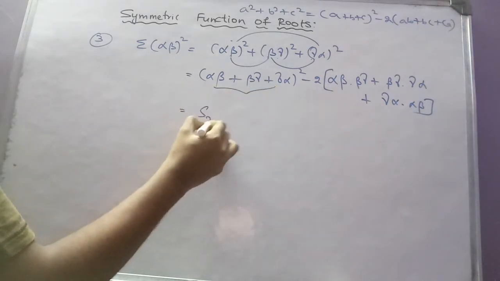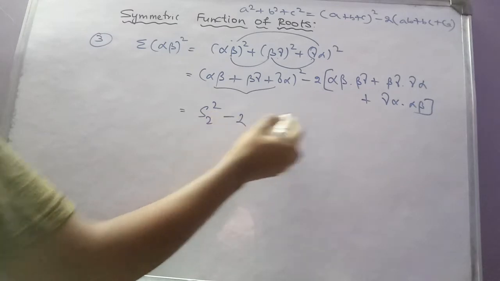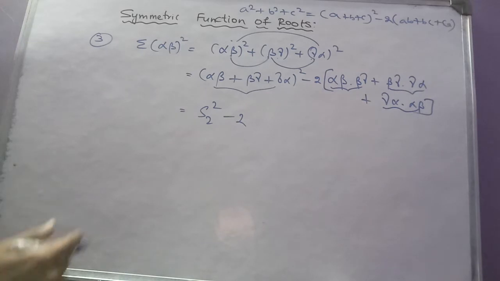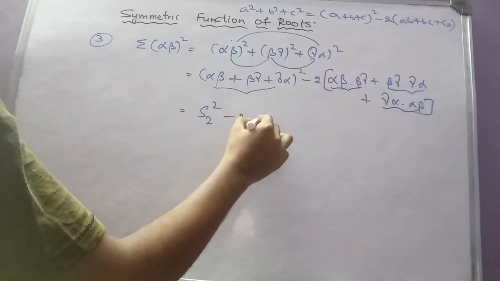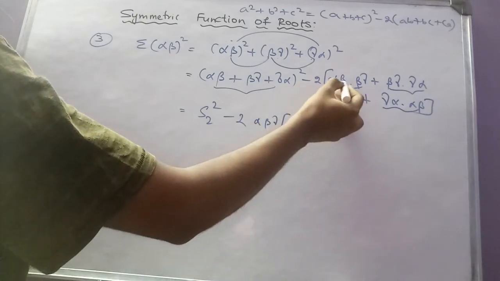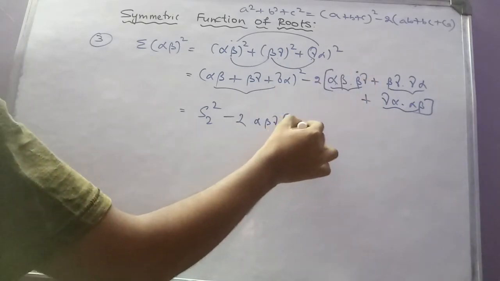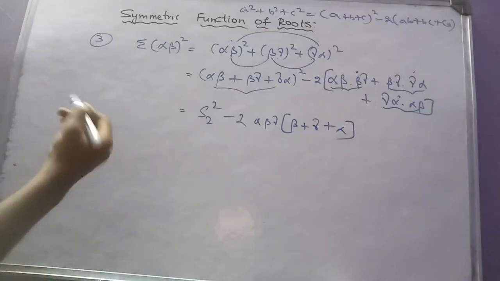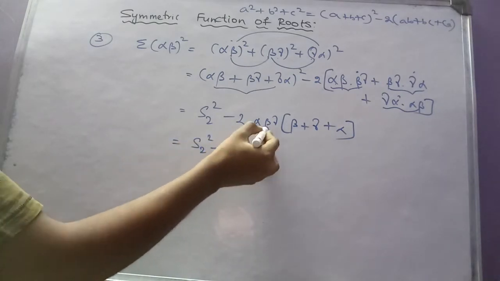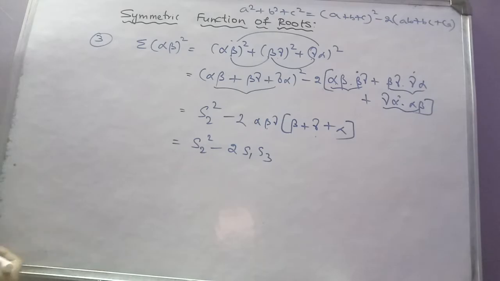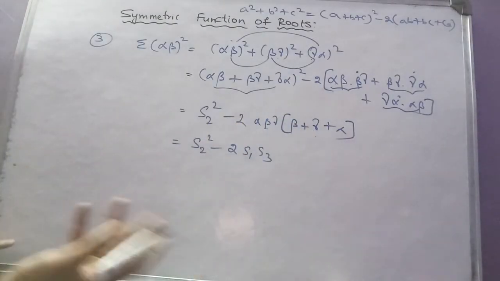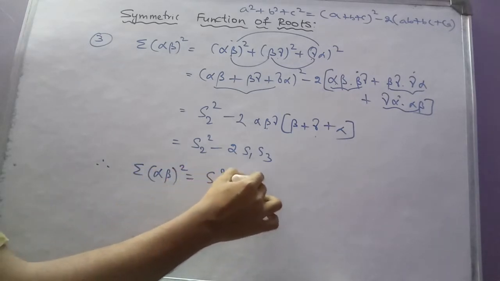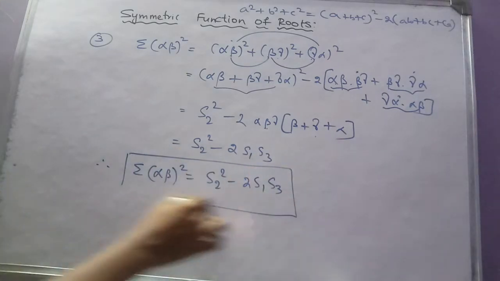So this is nothing but S2 square minus 2 times. Observe that in all the three terms I can take alpha beta gamma common. That means alpha beta gamma comes outside. If alpha beta gamma is gone, I have beta here, plus I have gamma here, plus I have alpha here. So therefore, dear students, this is nothing but S2 square minus 2 S3 S1 or S1 S3, whatever. Both are same only. Therefore, the third one, sigma alpha beta whole square is equal to S2 square minus 2 S1 S3. This is the third formula.